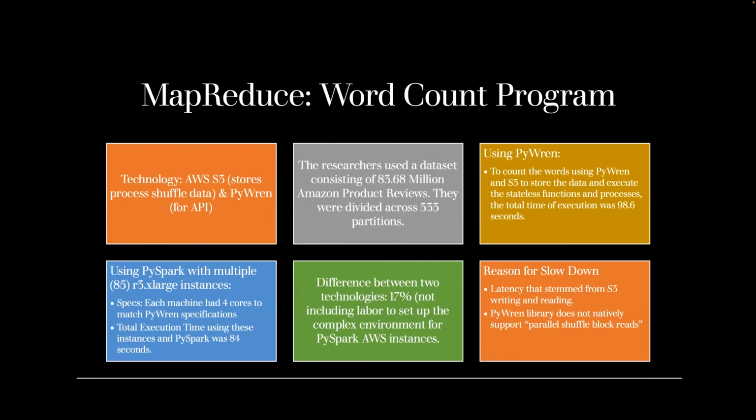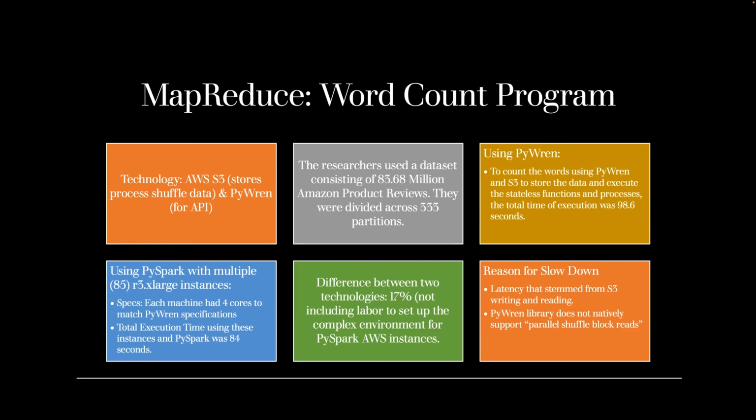Going further in this abstraction, they also implemented PyWren as a word count program. For the technology, we're also using AWS S3 to store process shuffle data and PyWren as the API to gather this word count. The data that they used for the word count was 83.86 million Amazon product reviews, and they partitioned these product reviews across 333 data partitions.